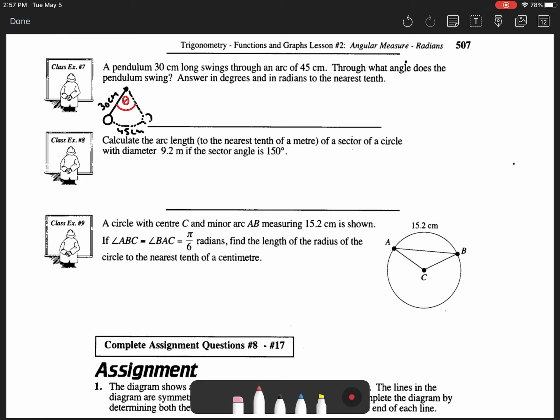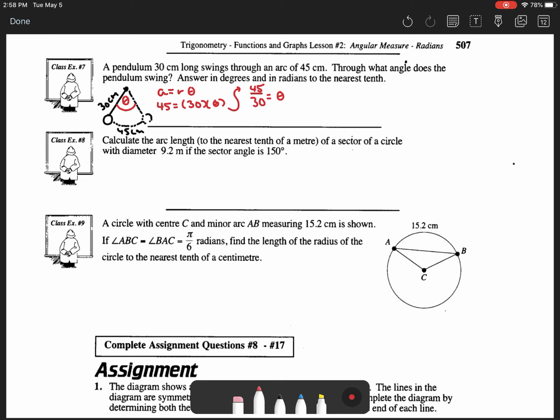So how do I do that? Well, I'm going to use my formula: A is equal to r times theta. When I look at that equation, what do I know? What do I need to know? I'll substitute the values I do know. I know the arc length, that's 45. I know the radius, that is 30. To solve for theta, I have to go 45 divided by 30. That will isolate theta and tell me what that angular measure is.